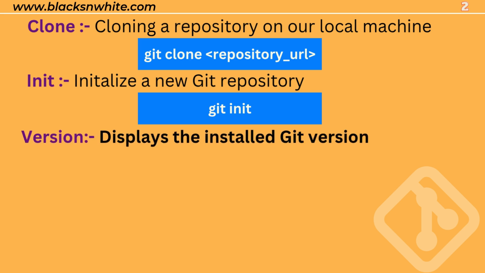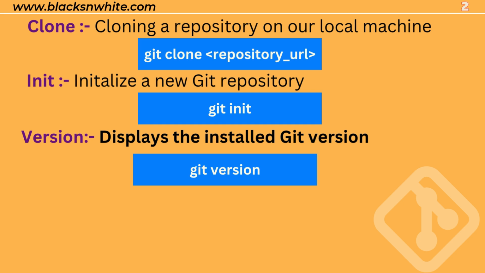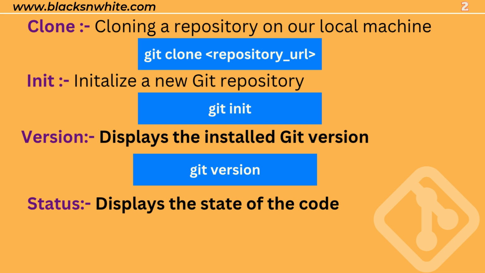Version. Ever wonder what version of Git you are using? Just run git version. This simple command displays the currently installed version of Git on your system. It's a quick way to check if you have the latest updates or if you need to troubleshoot a version-related issue.